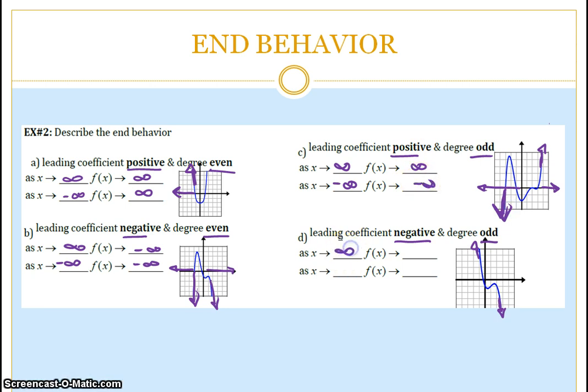Okay. The last one, the leading coefficient is negative and the degree is odd. Degree is odd, so they point in opposite directions. The leading coefficient is negative, so on the right-hand side it's going down. So as x approaches infinity, the function is approaching negative infinity.